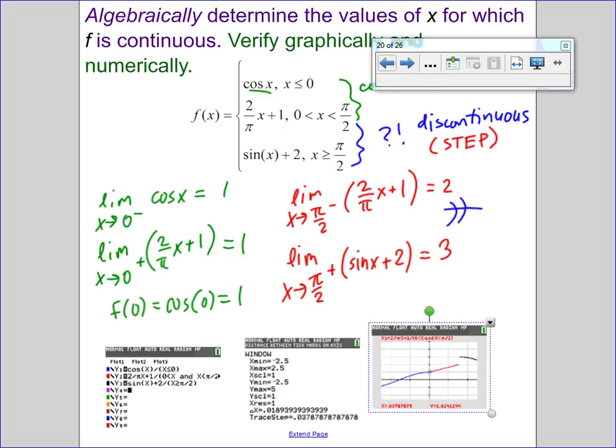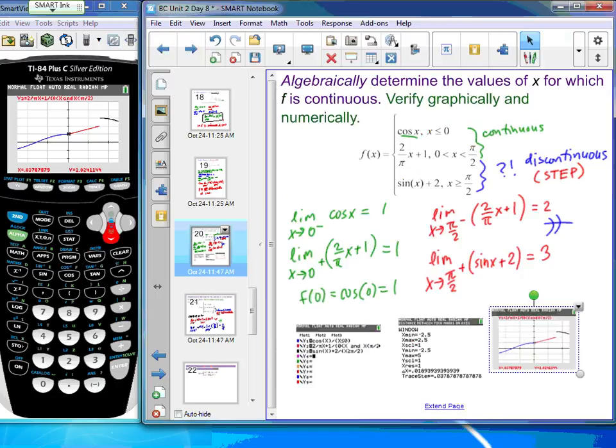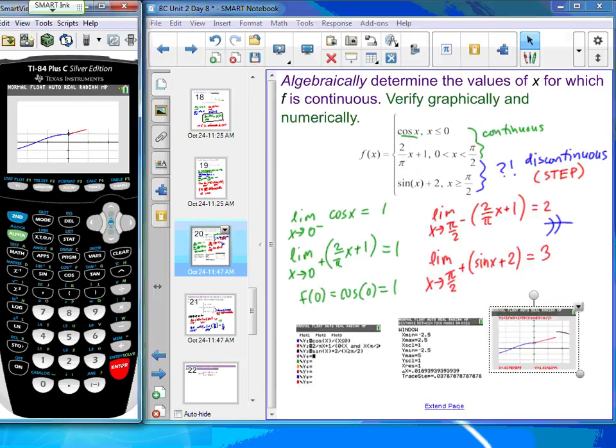It looks nice and smooth and well behaved, but if we were to zoom in, we can see my horizontal tangent is not the same. I'm going to zoom in again. This is fun. It's not the same as, look at this.